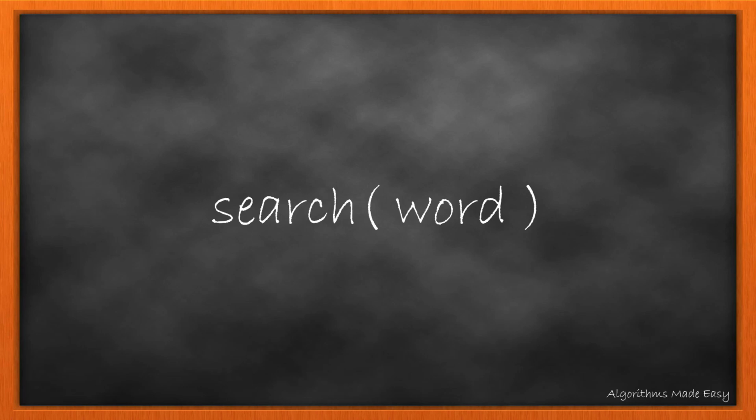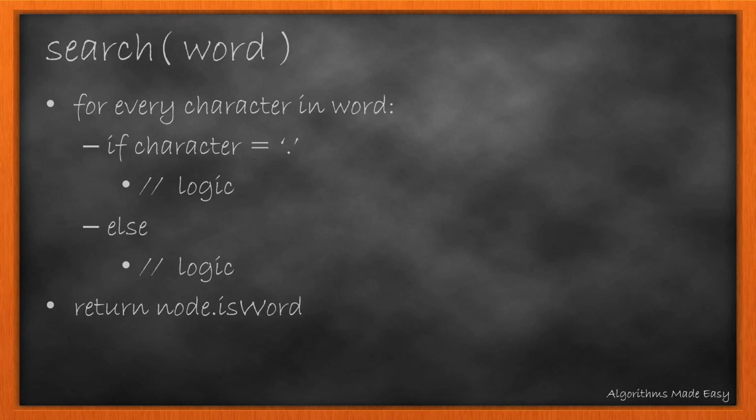Coming to the highlight of this question, let us discuss the implementation for the search method. Like in add, we would iterate through all the characters. Now for each character, there will be two scenarios: either the character is a dot or it is not a dot. If it is a dot, we would need to perform certain logic, and similarly in the else part. At the end, we would return whether the node is the end of the word or not.